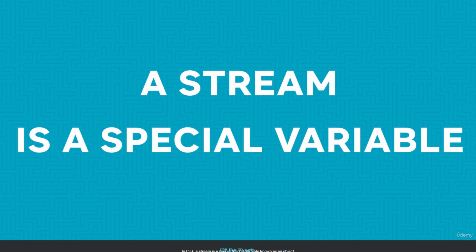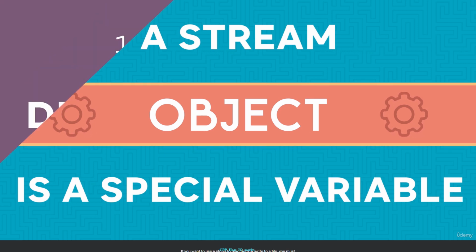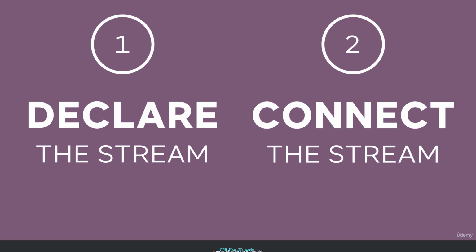In C++, a stream is a special kind of variable known as an object that has its own special purpose functions that are, in a sense, attached to the variable. If you want to use a stream to read from or write to a file, you must declare the stream and you must connect the stream to the file.